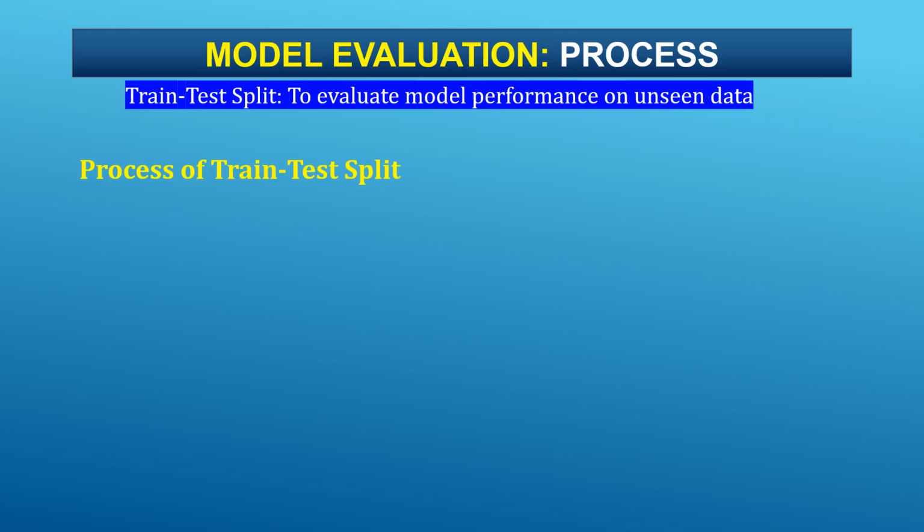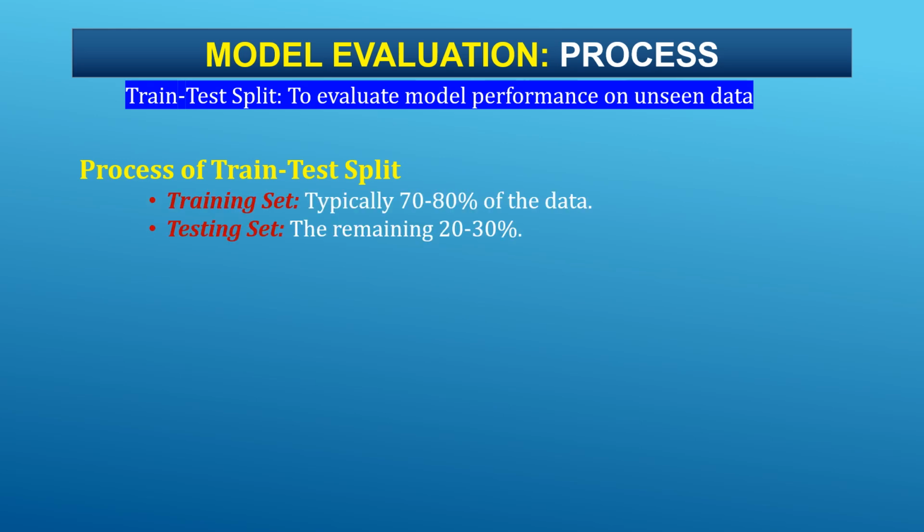Process of train-test split. Randomly split the dataset into two parts. The training set is typically 70 to 80% of the data, and the testing set the remaining 20 to 30%. By separating the dataset into training and testing sets, we can train the model on one part and evaluate its performance on another, ensuring that the model's performance metrics reflect its ability to handle unseen data.